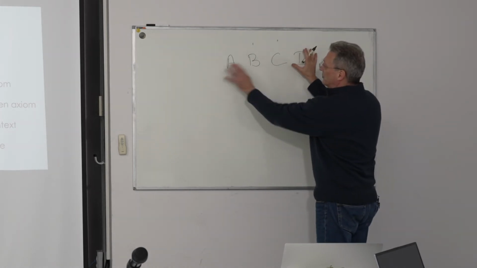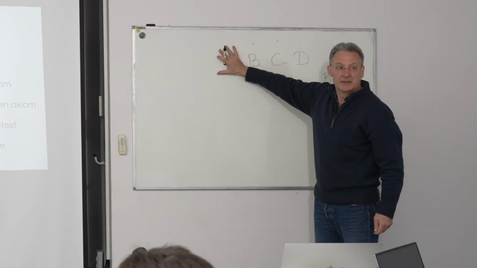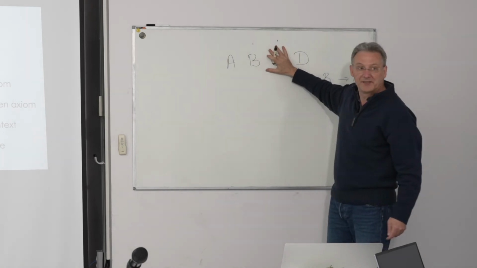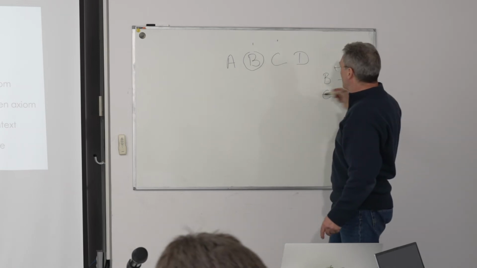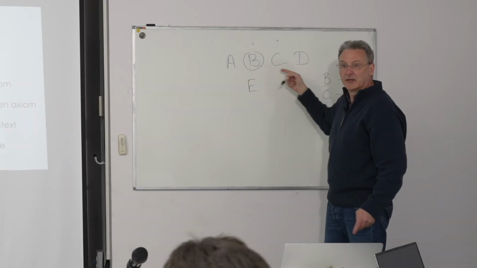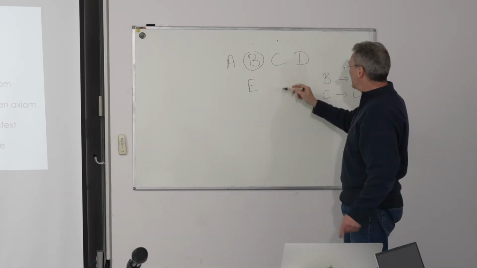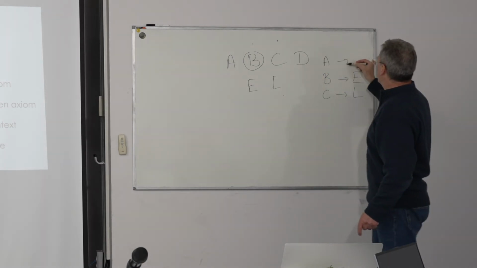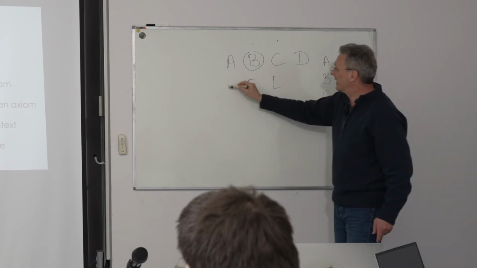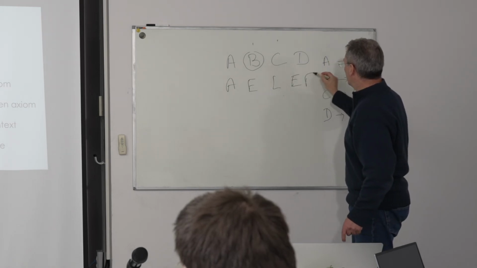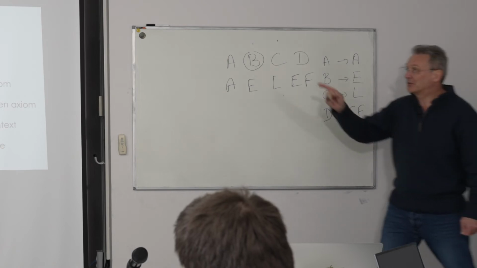So imagine at some point I want to rewrite this. I arrive on the B. I don't need to know what is before, that it is an A, or that there is a C after. I just look at the B, and in itself, it tells me that this should become an E independently of what is on both sides. And this is the same for C. C becomes an L. So if the A becomes A, and the D becomes EF, I would have this. Okay, so this is context-free.